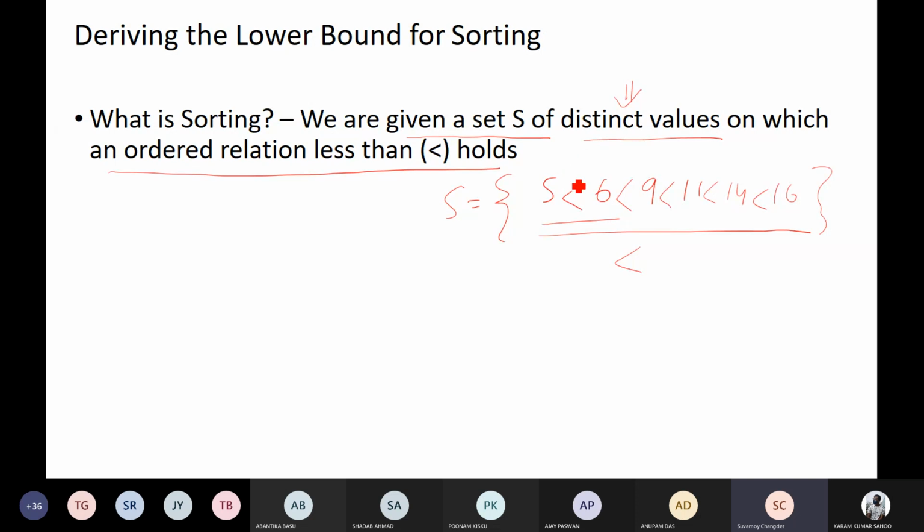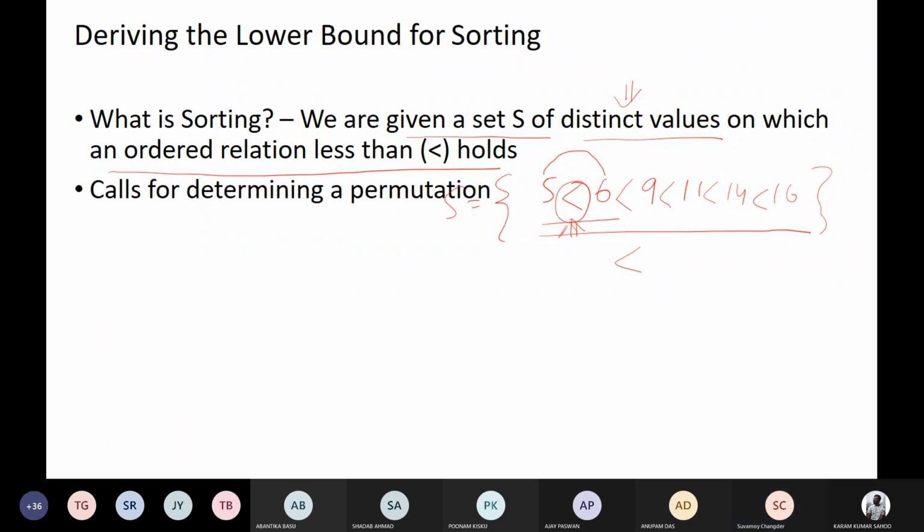In other sense, we can say that we are comparing these two elements and finding a relationship between these two. If we have to go for ascending order, we just have to find whether this relation holds or not. Otherwise, we have to do something. In another way, think about this. Suppose we have a list 5, 9, say 6, 14, 11 and 16.